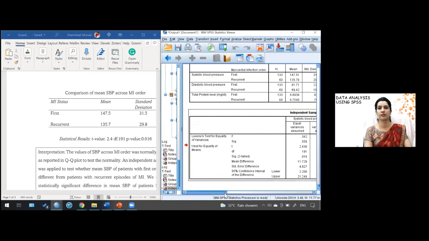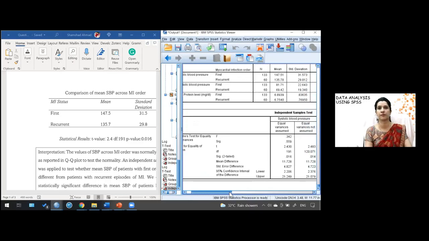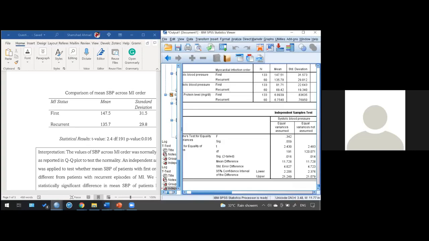So can you see here? I have used the T value here 2.43 and the degree of freedom 191, significance 0.016, right? If the significance value was 0.04, then what should I have used in T, degree of freedom and significance? Anyone? 2.483, 120 for degree of freedom, and significant value 0.014.